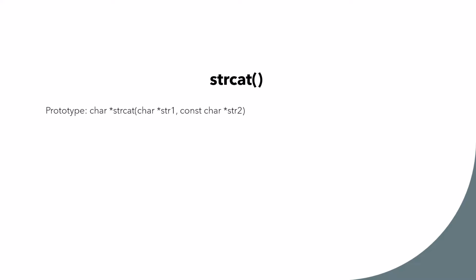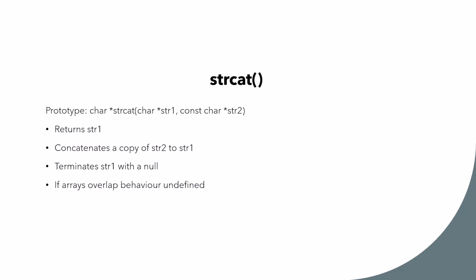And you can see from the prototype, this function returns a character pointer, taking as arguments two character pointers, str1 and str2. It returns str1, and concatenates a copy of str2 to str1, which means nothing but joining a copy of str2 to str1, and terminates str1 with a null character. If arrays overlap, behavior is undefined. Remember, as discussed in the last session, if source and destination are within the same string or within the same region of memory, then we need to use memmove.